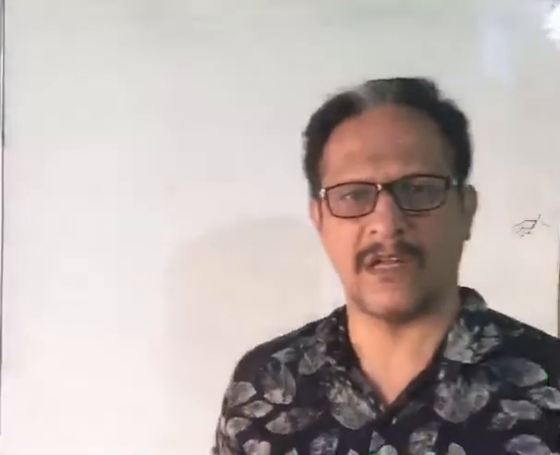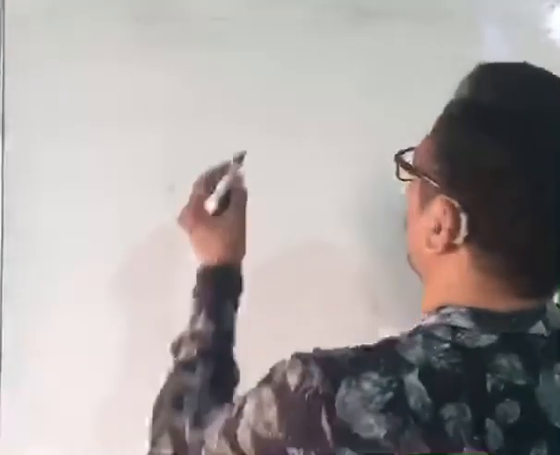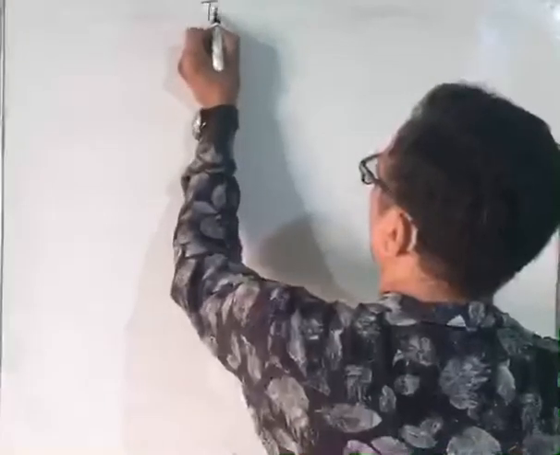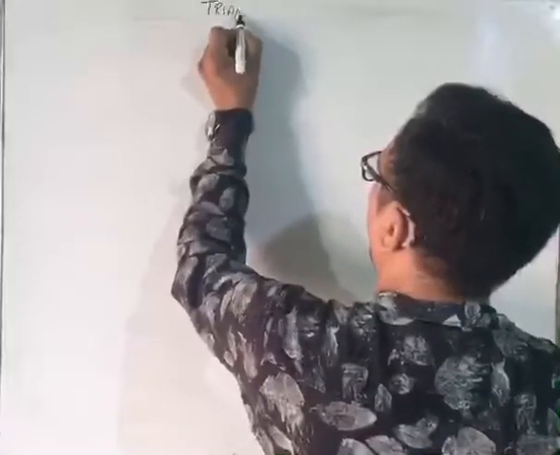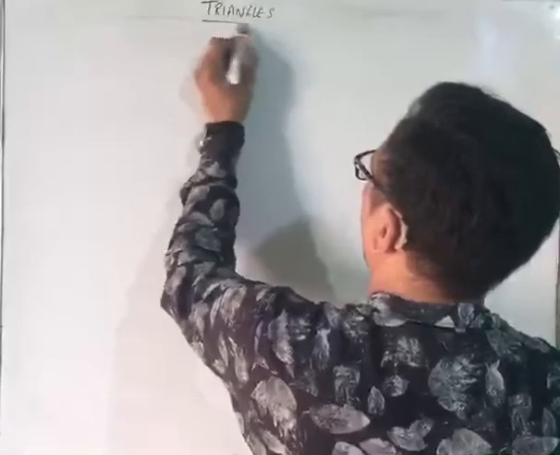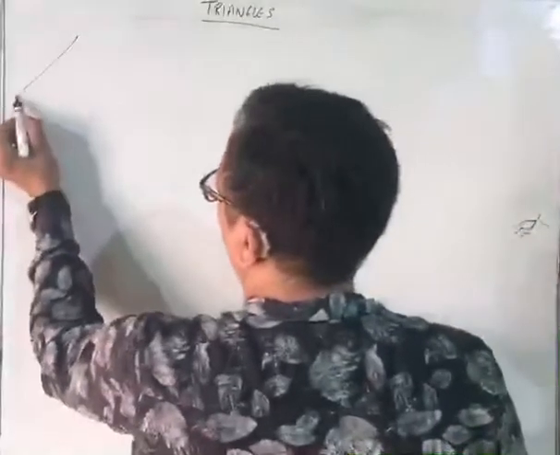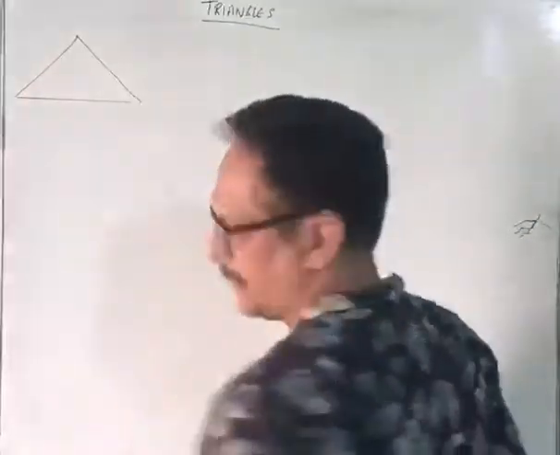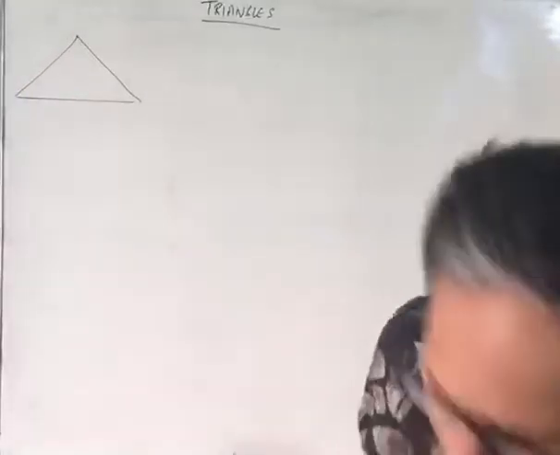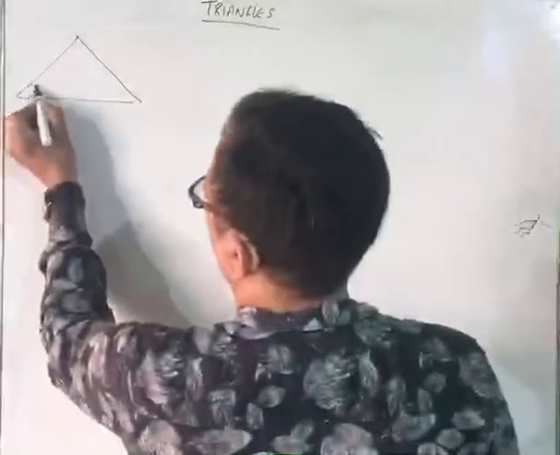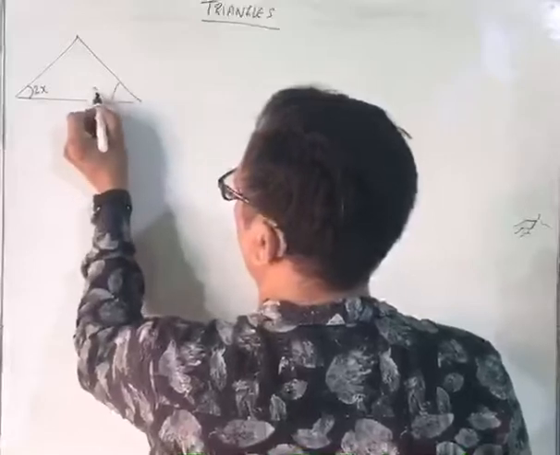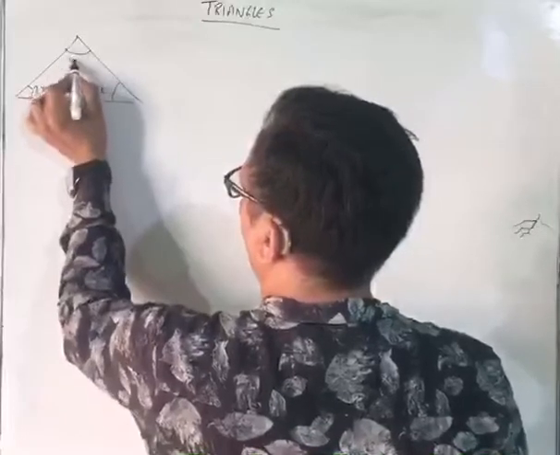Okay, so let's see. If a question arises, you have to find the value of x in each of the following figures. Okay, so suppose now this is for triangles. Clear? And this is your figure. So here, given is 2x, 3x, and this one is 4x.